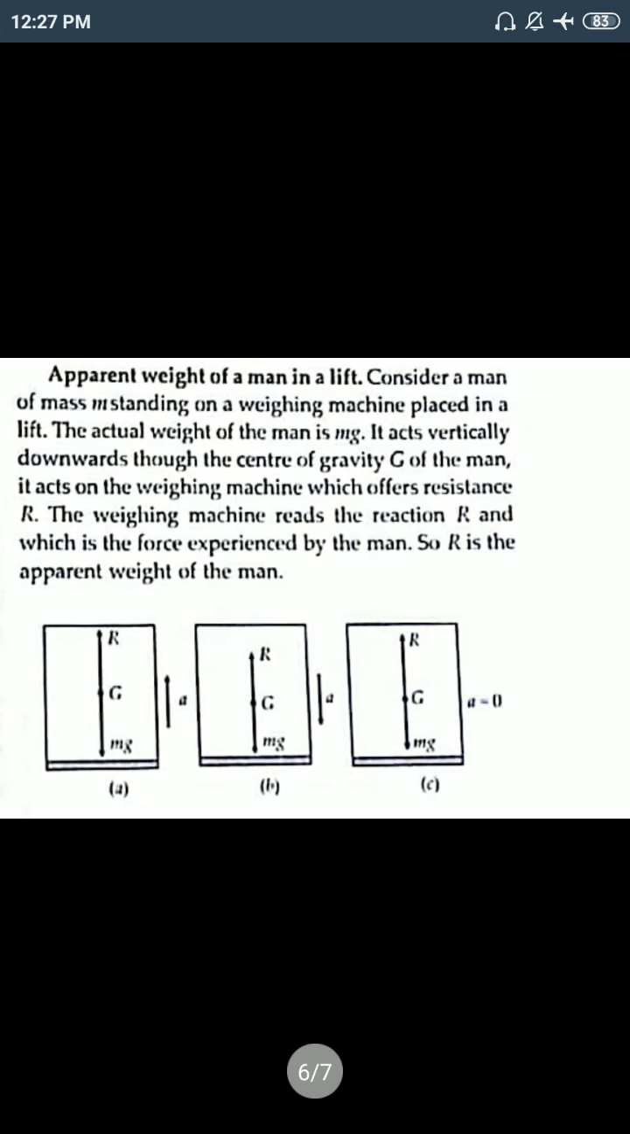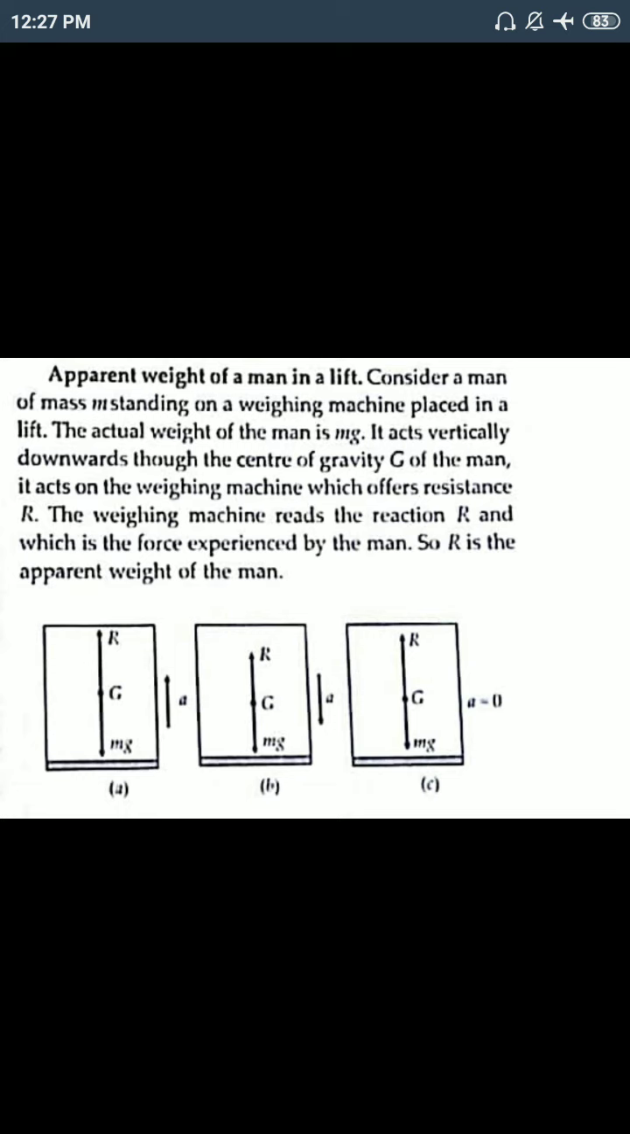Next topic is the apparent weight of a man in a lift. I hope few of you from class 11 science have used a lift, at least one time. Did you feel these changes or not? I don't know, but I will feel this one.